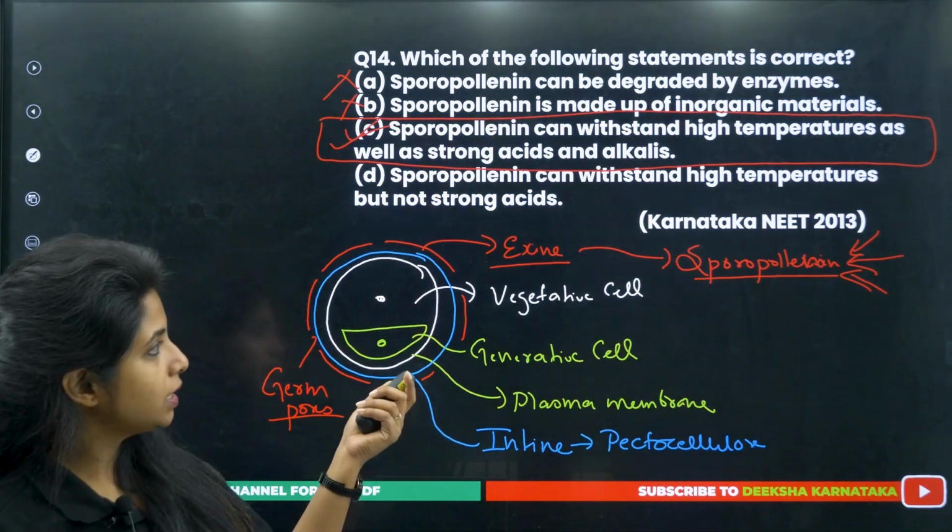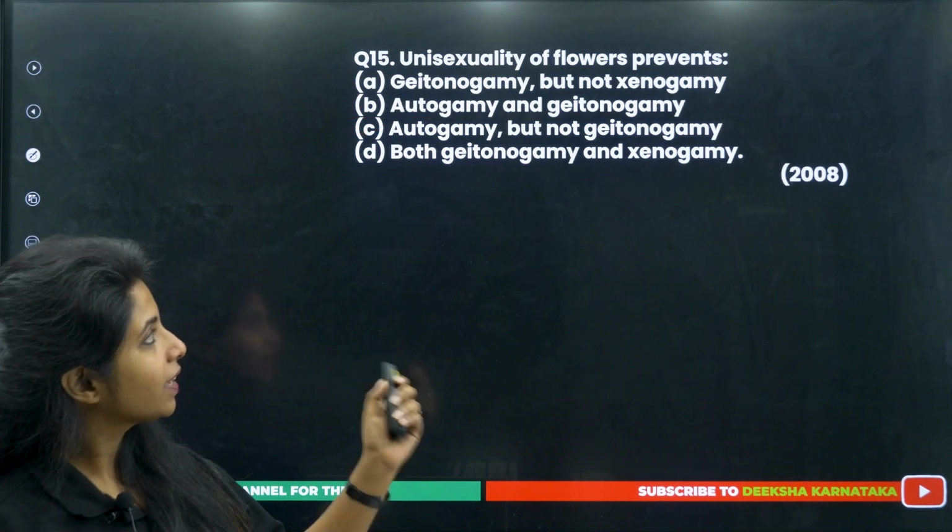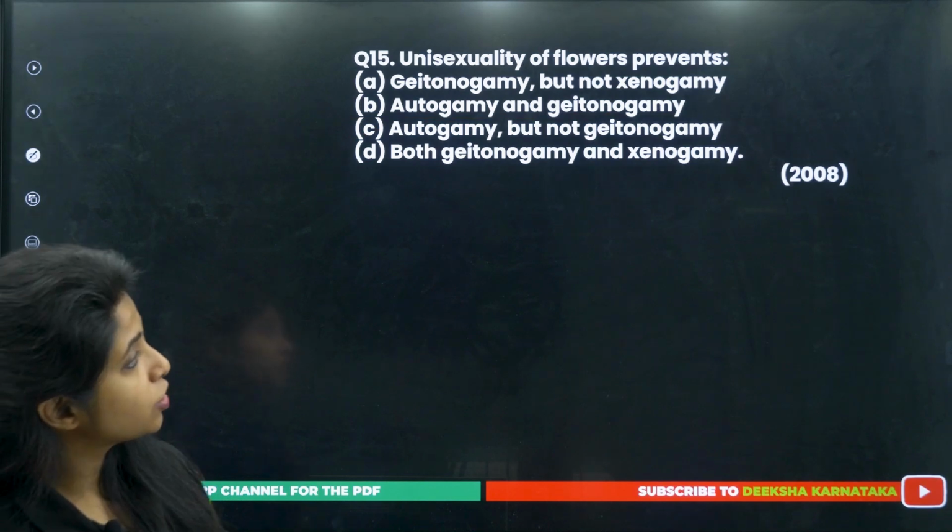Karnataka NEET 2013. Going ahead. Unisexuality of flowers prevents.